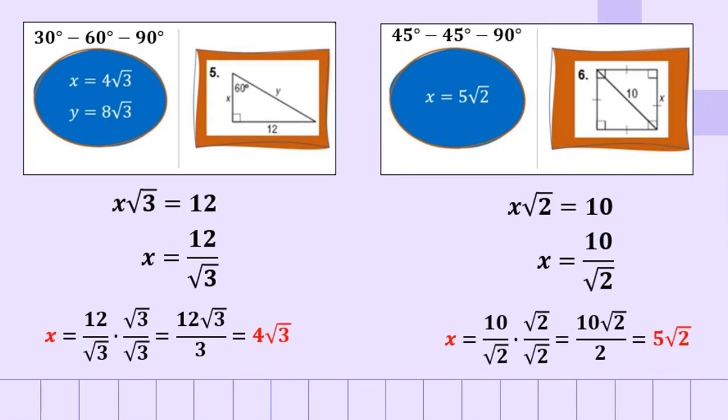So the number that is being repeated in a 30, 60, 90 is the square root of 3. That's the relationship between the shorter side and the longer side. And then after getting the x, you can get the y, but it's only twice. 4 square root of 3 times 2. That's 8 square root of 3. So that's for 30, 60, 90.